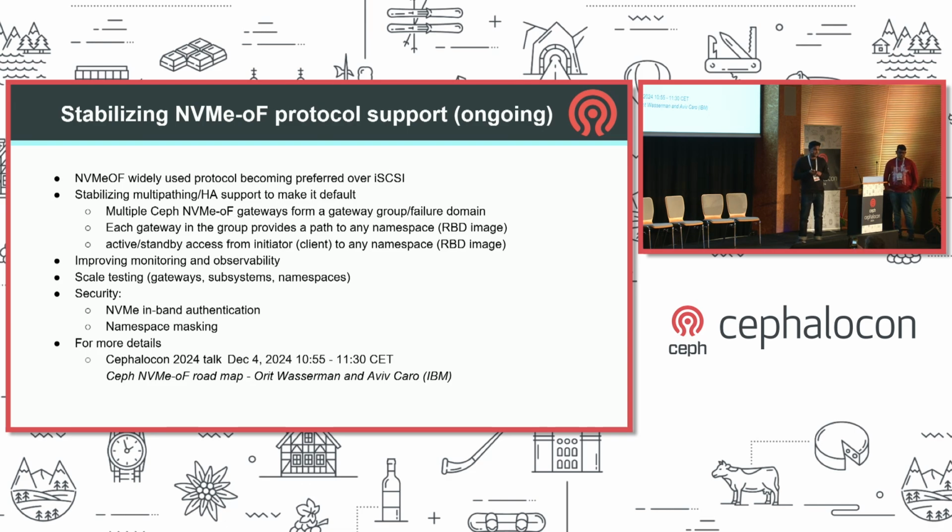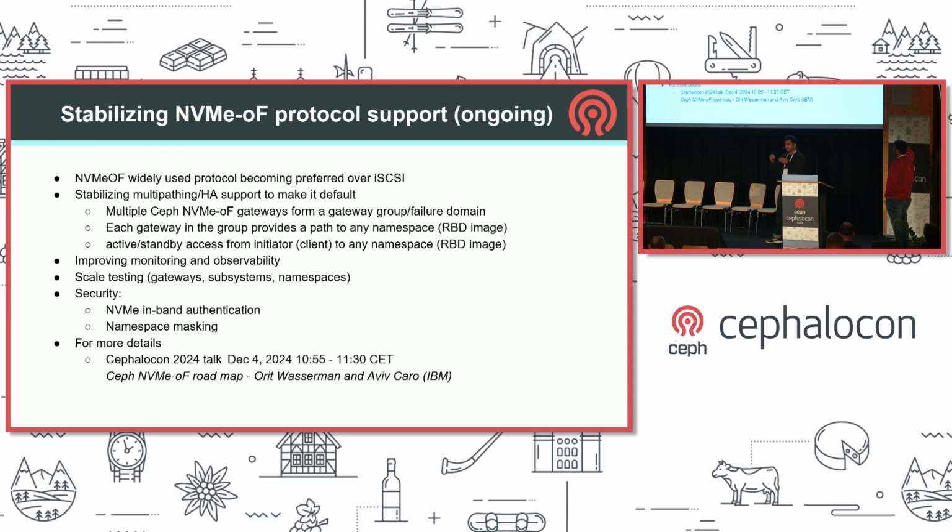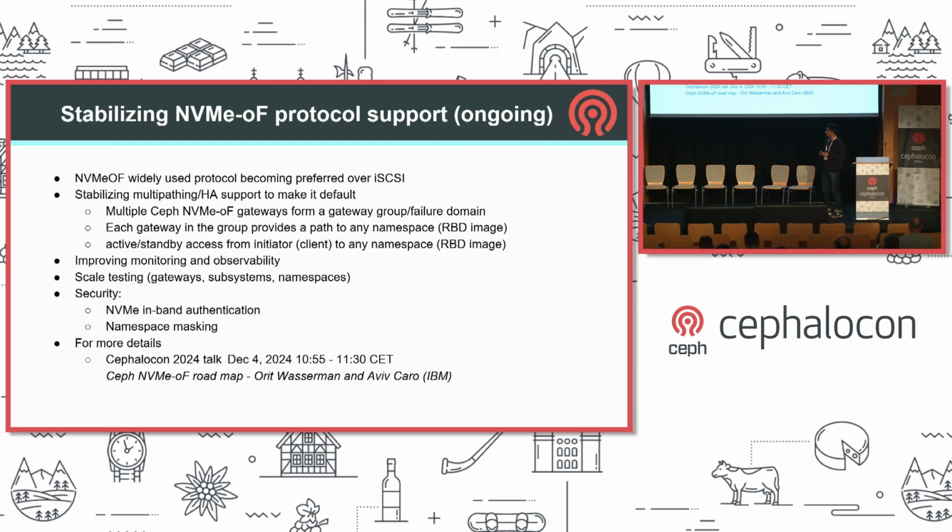So in the Tentacle release, there's code already to make the HA configuration, highly availability configuration, for the NVMe over Fabric gateway setup for RBD. So there's no single point of failure, basically. And there's continued work to improve monitoring and observability. There's scale testing, and there are features, security features as well, like NVMe inbound authentication and namespace masking.